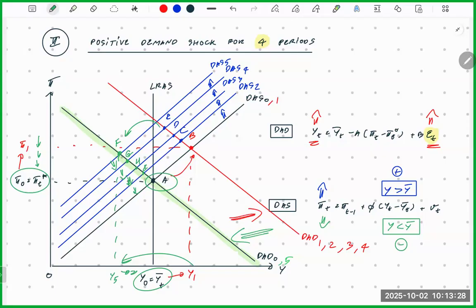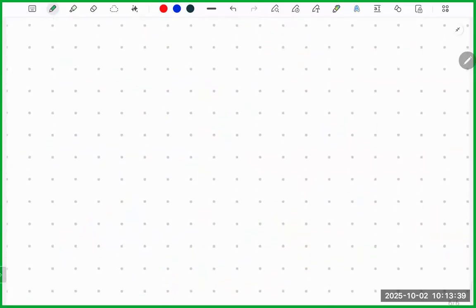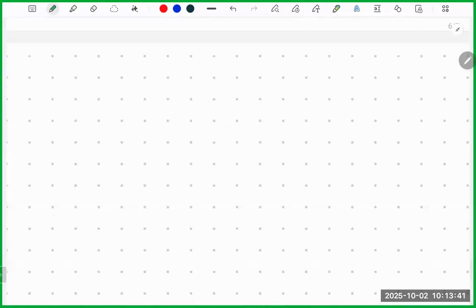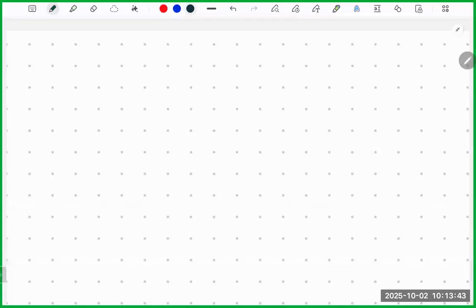Okay, done with case 2. This is very difficult to draw, so you need to practice. Otherwise, you cannot draw the graph by hand. Okay? Try, practice, try to explain. Then we go to the last one, case number 3.